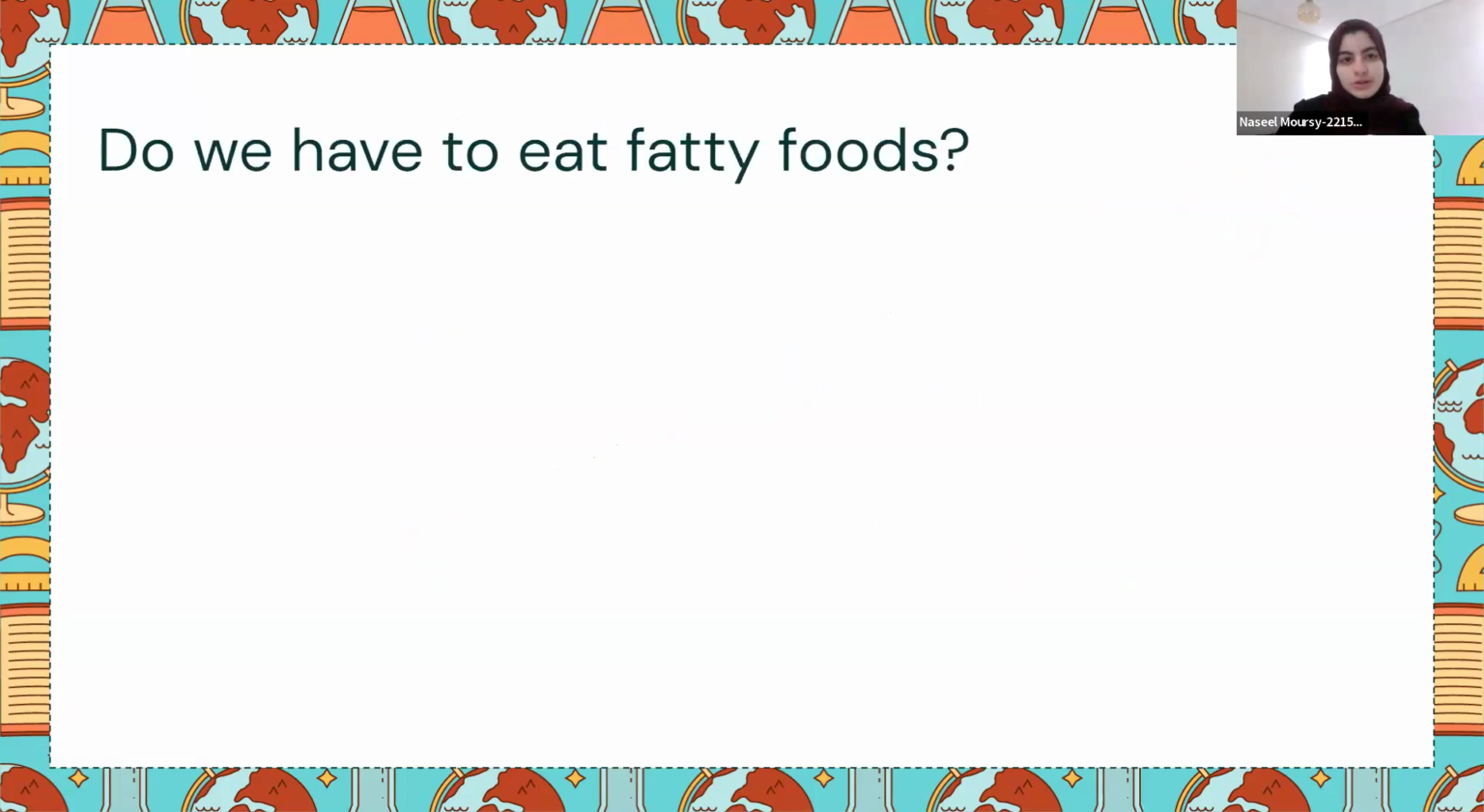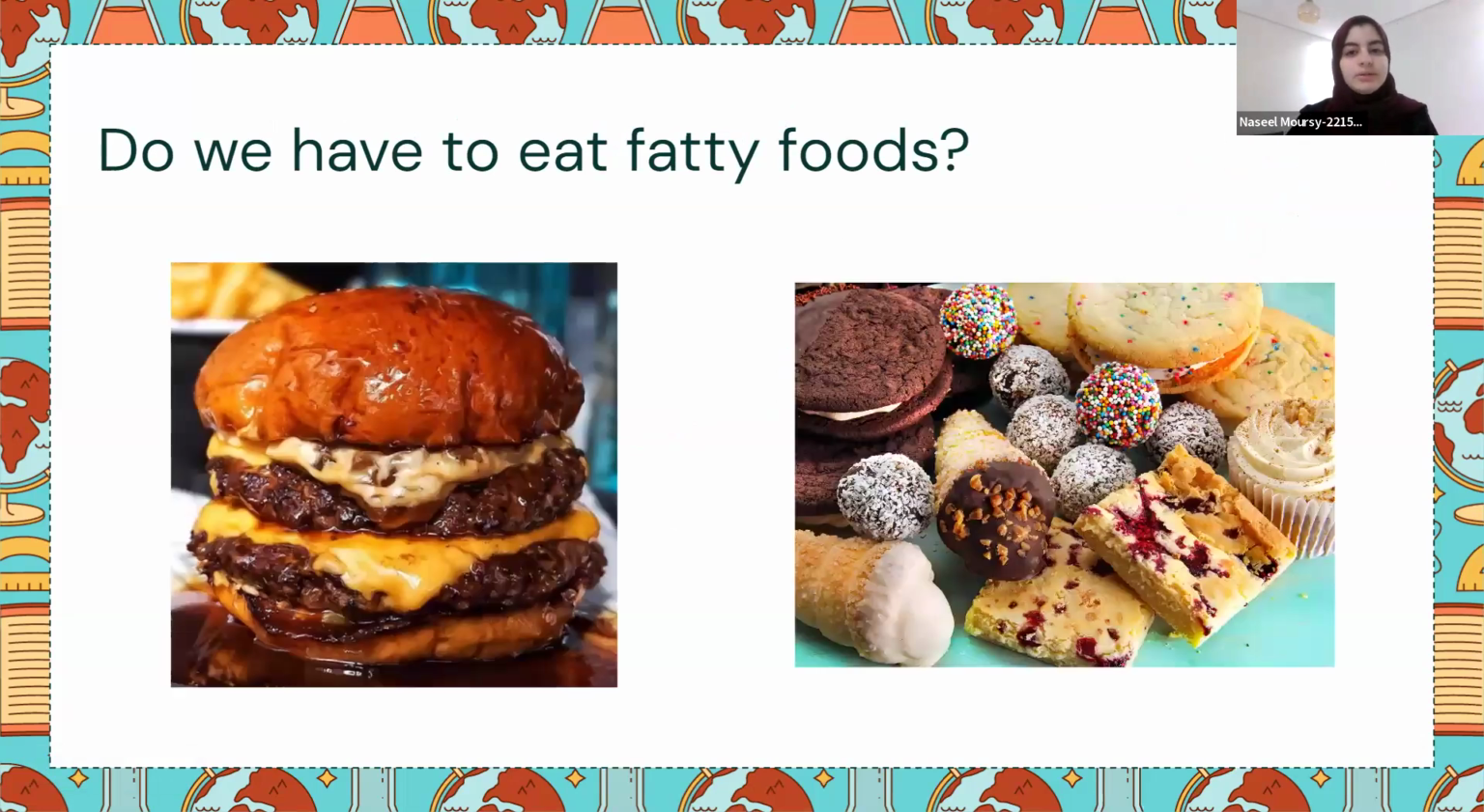So the question we always ask ourselves is, do we really need to eat fatty foods? You know how there are essential proteins that we need to obtain from diets? Well, is that the same with fats? I mean, look at the burger and the desserts. These look really good.